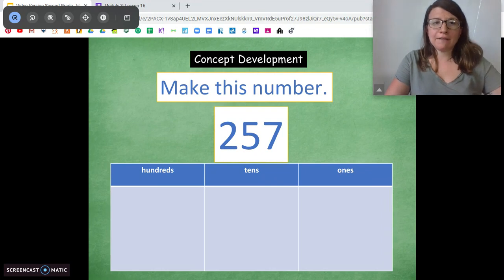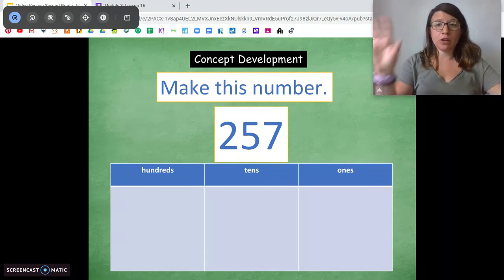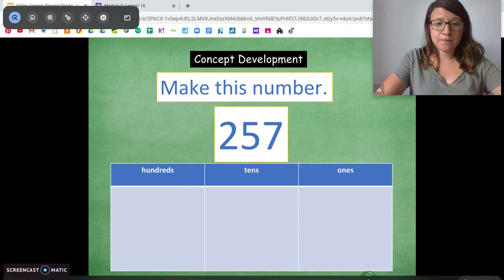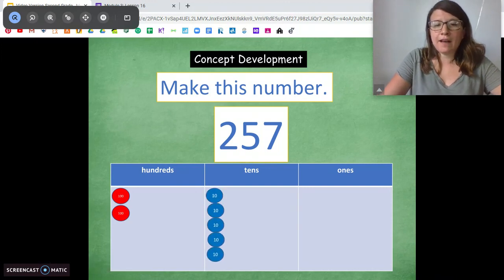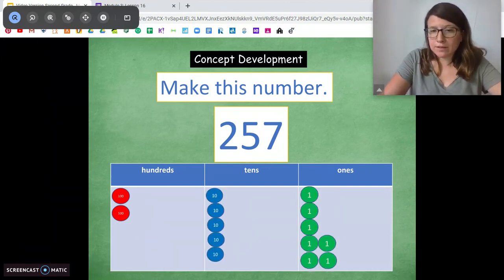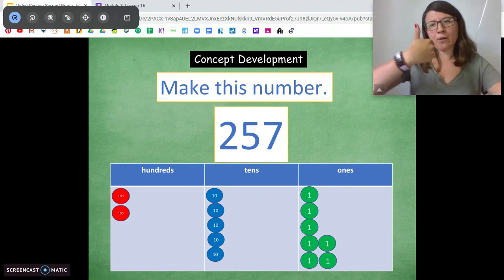Make 257 on your place value chart. Pause and do that now. Got it? So you should have 2 hundreds, 5 10s for 50, and 7 1s. Good. Fix it if you don't have it.